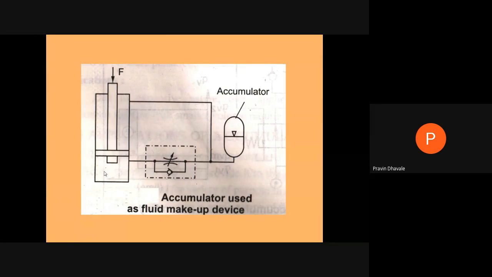Have you understood? Accumulator as a makeup device? Please reply. Yes. Yes, sir.